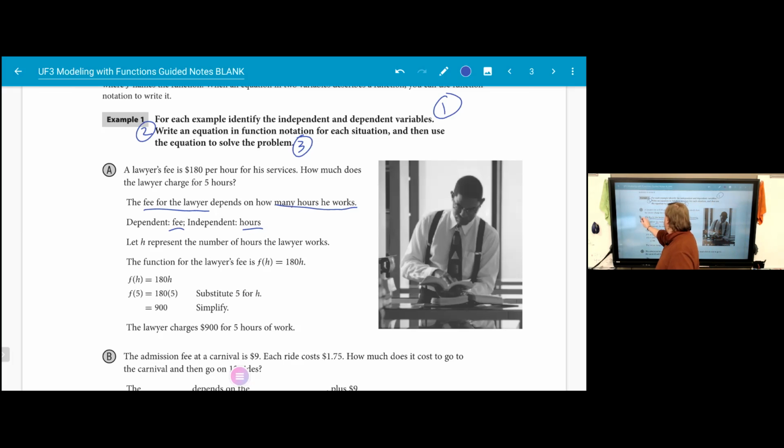Again, this was step 1. This was step 2 because we have this function in terms of h. And step 3 is solving. The lawyer charges $900 for 5 hours of work. Step 1, step 2, step 3. Let's look at another example.